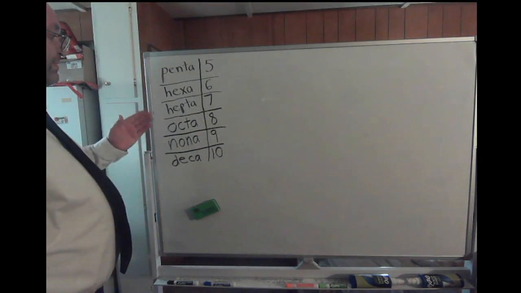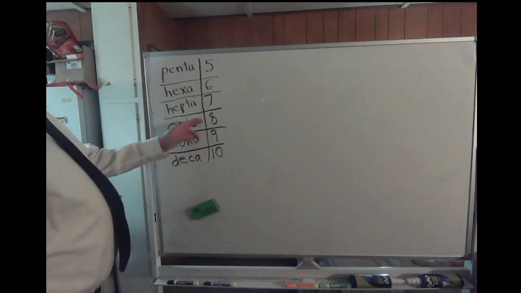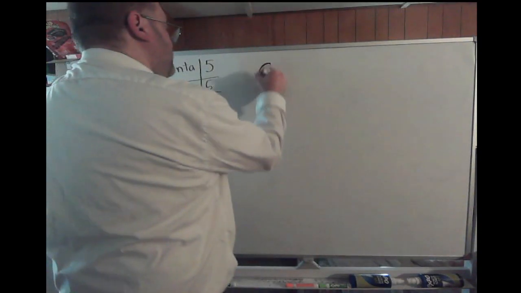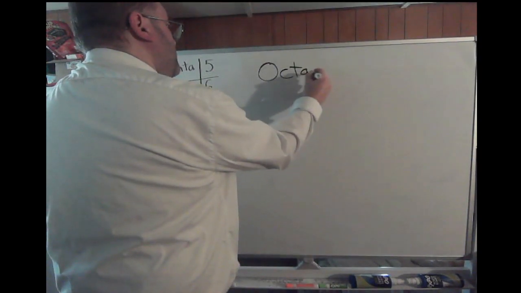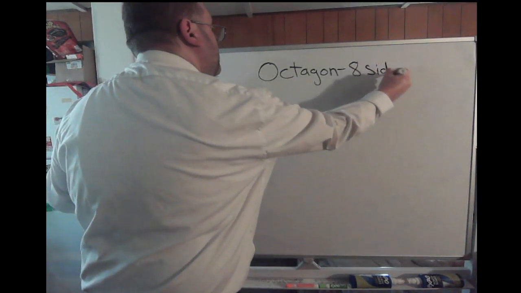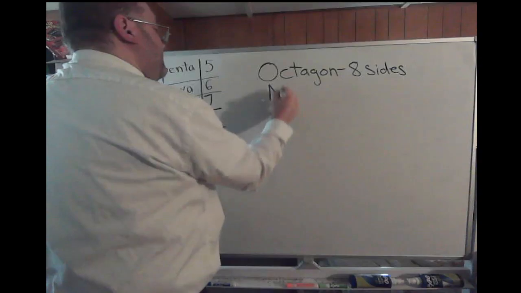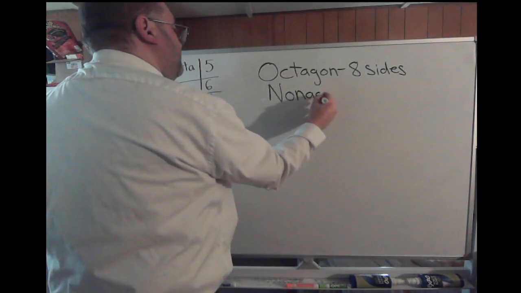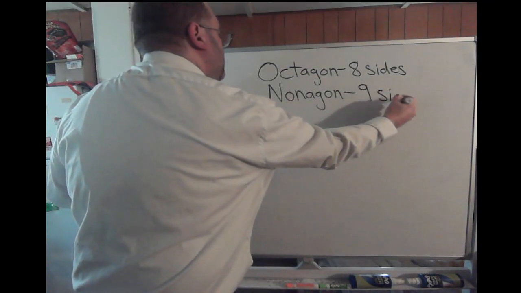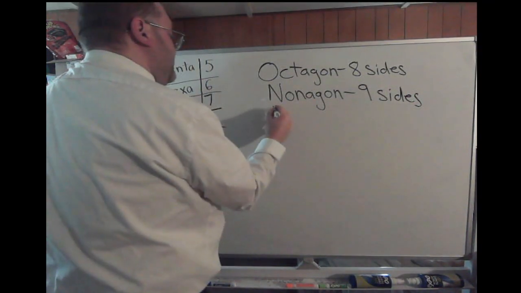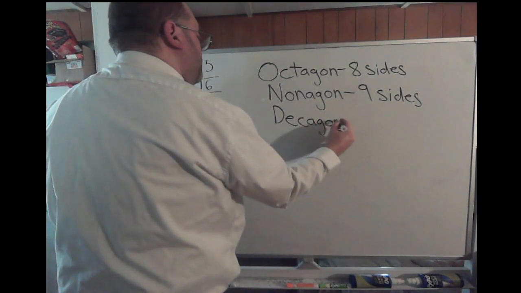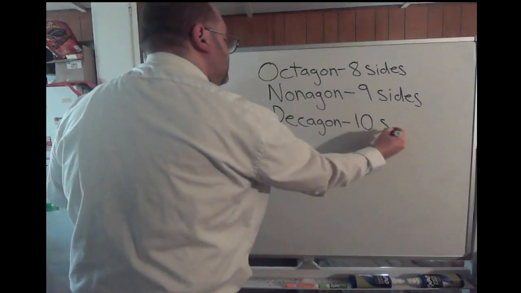So, basically, an 8-sided figure would be an octagon. An octagon would have 8 sides. A nonagon would have 9 sides. And then, of course, a decagon would have 10 sides.